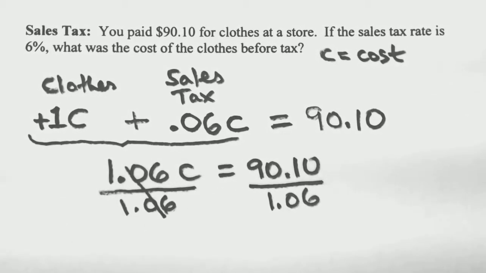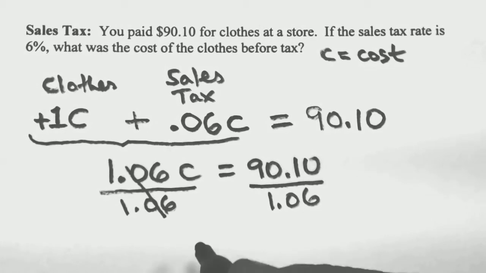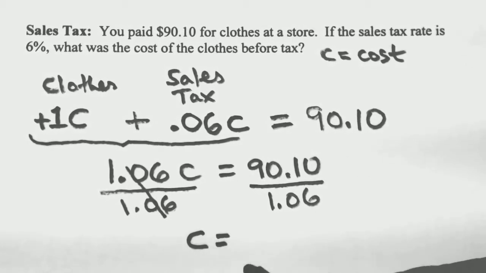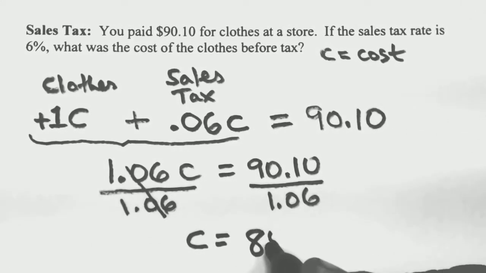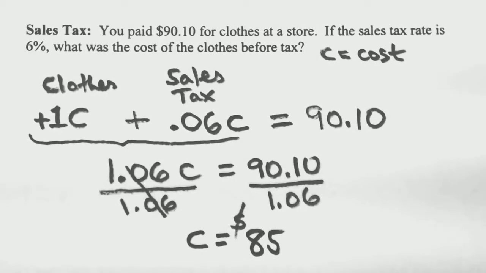The 1.06s cancel out on the left. We get the cost equal to, well, now it's time to go grab your calculator. So we're going to take the $90.10 and divide it by the 1.06. And if you did that, you should come out with 85. And of course, it's dollars right on the button.